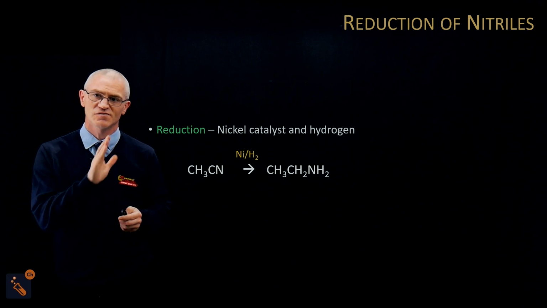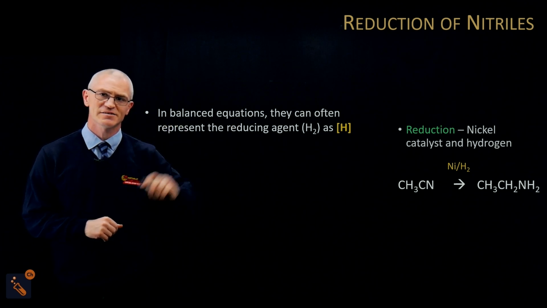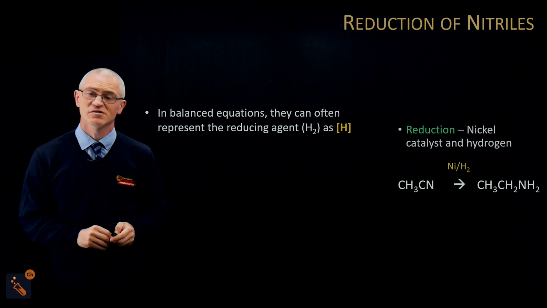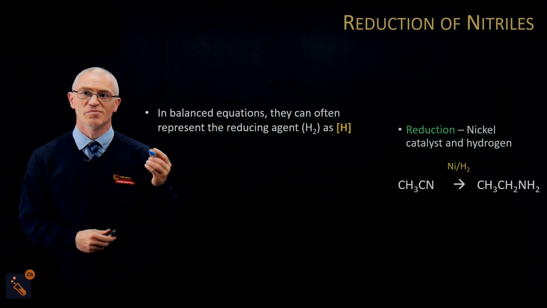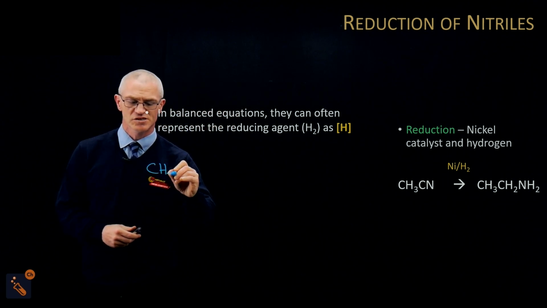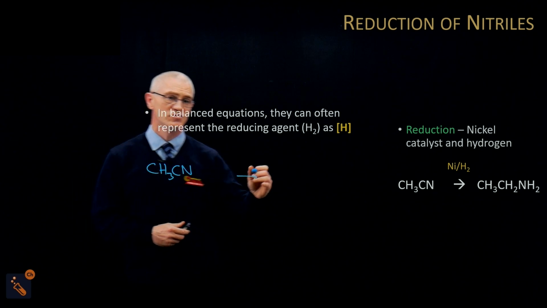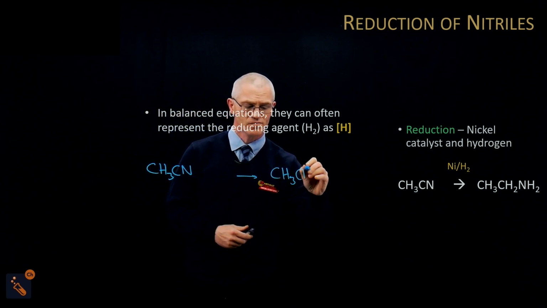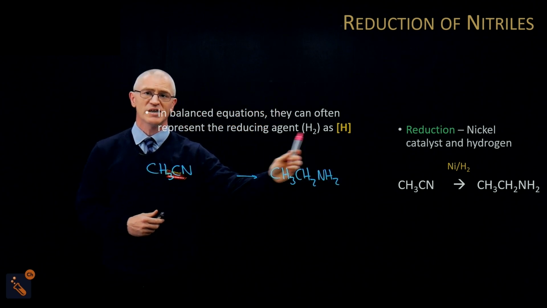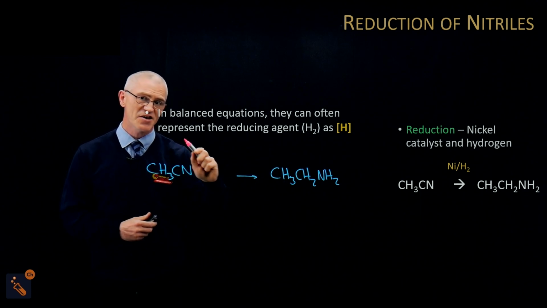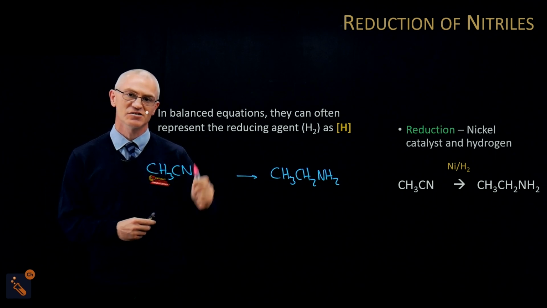Now, the other type of question, if we move this to the side and then look at our writing here, we've got balanced equations where you can often represent that reducing agent, which is H2, just as H square brackets. So if we're going to do H square brackets, we need to write out our equation again, which is CH3CN. And there is our ethane nitrile. That is going to go to our ethanamine. And then we have to think, how many H's do we add to give this balanced equation, and remember they have to ask you to use H as the reducing agent in the question. Don't just do this, they'll ask you to do it.